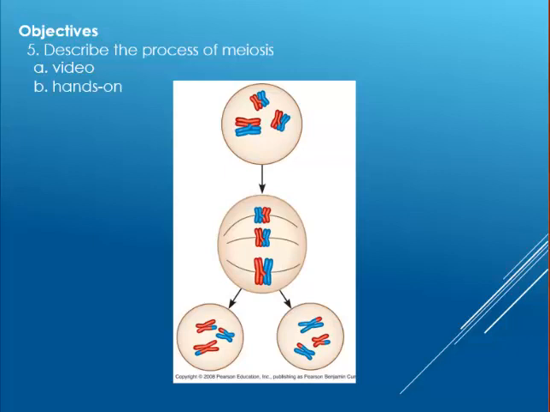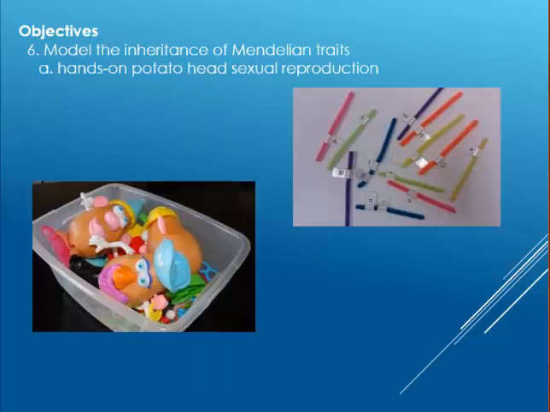And finally, we're going to go into the lab, and we're going to model the inheritance of certain types of traits known as Mendelian traits. We will be using pipe cleaners to represent chromosomes that carry genes, and these genes will have different versions of the genes that we'll use to watch inheritance occur. We'll apply this inheritance process to potato heads, and we'll watch potato heads engage in sexual reproduction and participate in the inheritance process. We'll watch how their traits change as they engage in sexual reproduction.